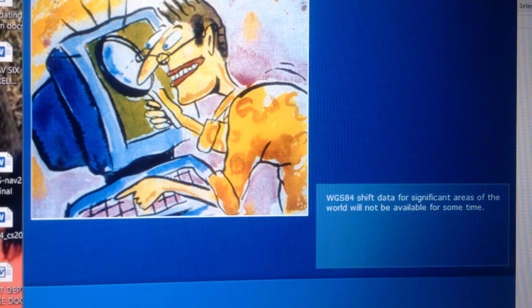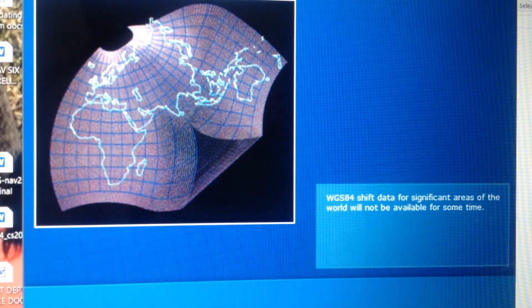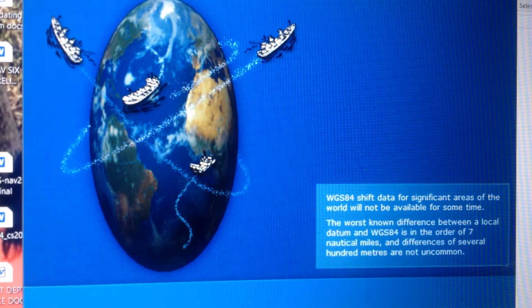WGS84 shift data for significant areas of the world will not be available for some time. Currently, geodetic survey data is available to compute the relationship between WGS84 and local datum for about 60% of Admiralty charts. The worst known difference between the local datum and WGS84 is in the order of 7 nautical miles, and differences of several hundred meters are not uncommon.